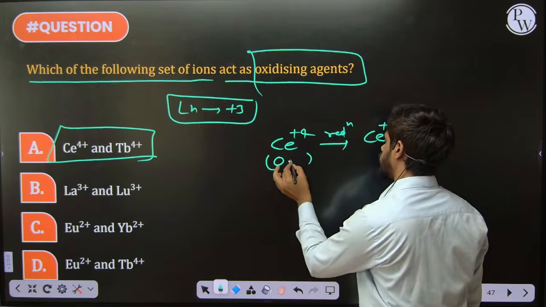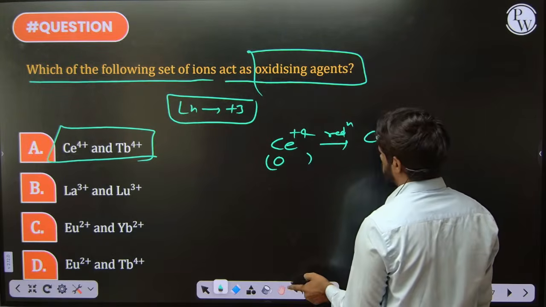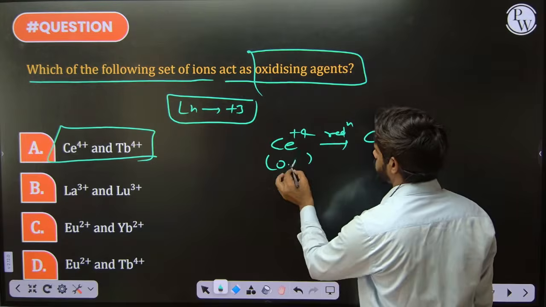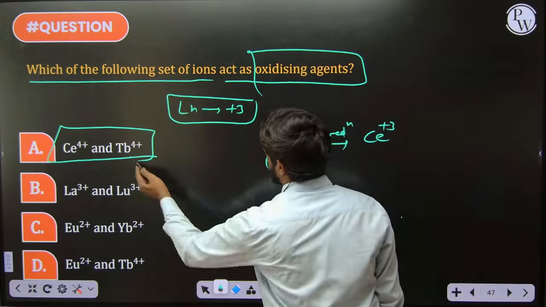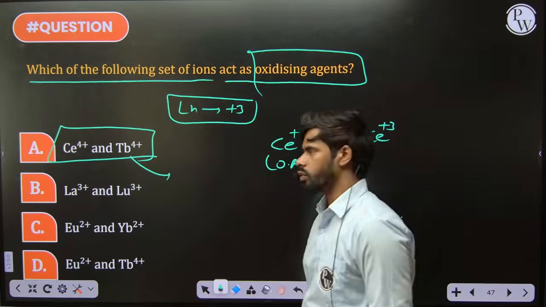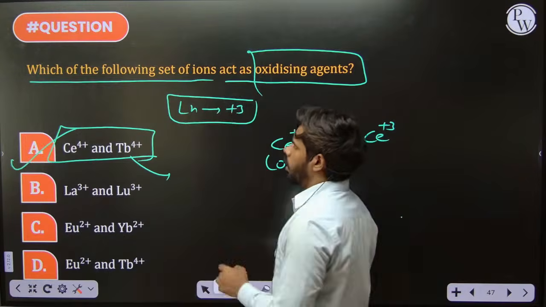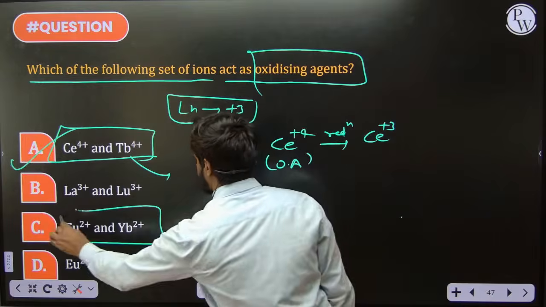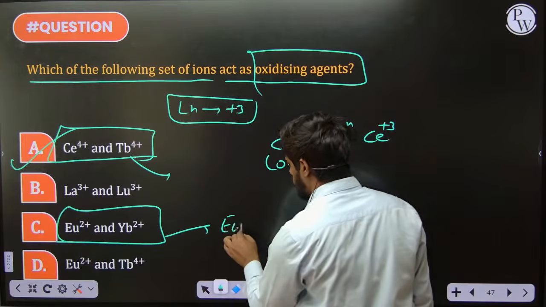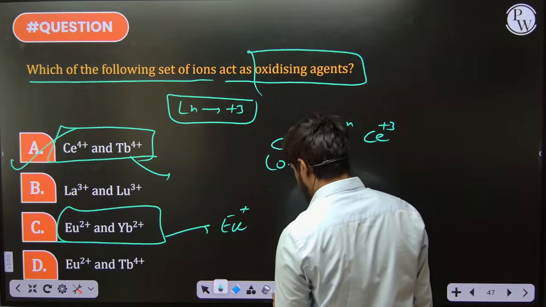So the species is an oxidizing agent. Similarly, Tb4+ is also an oxidizing agent. So the first option is correct, as it is not in the 3+ state. The other one is given in 2+.